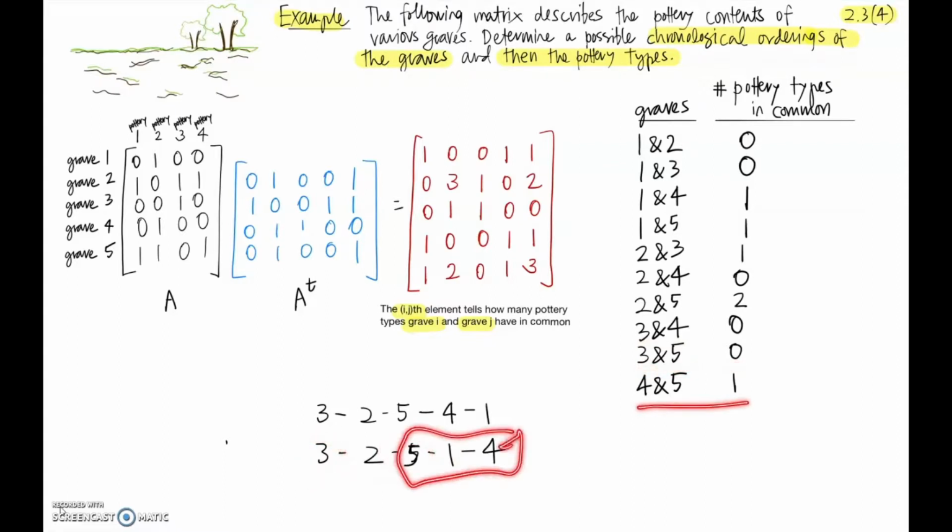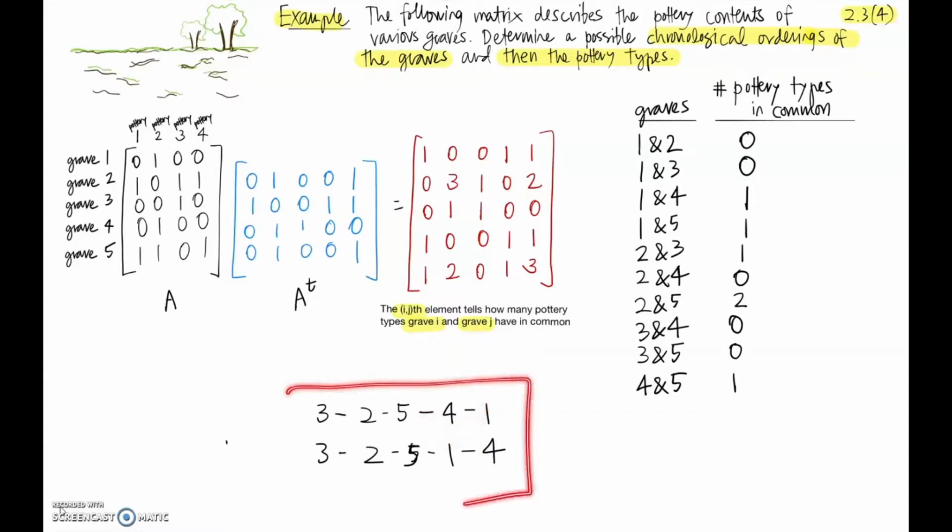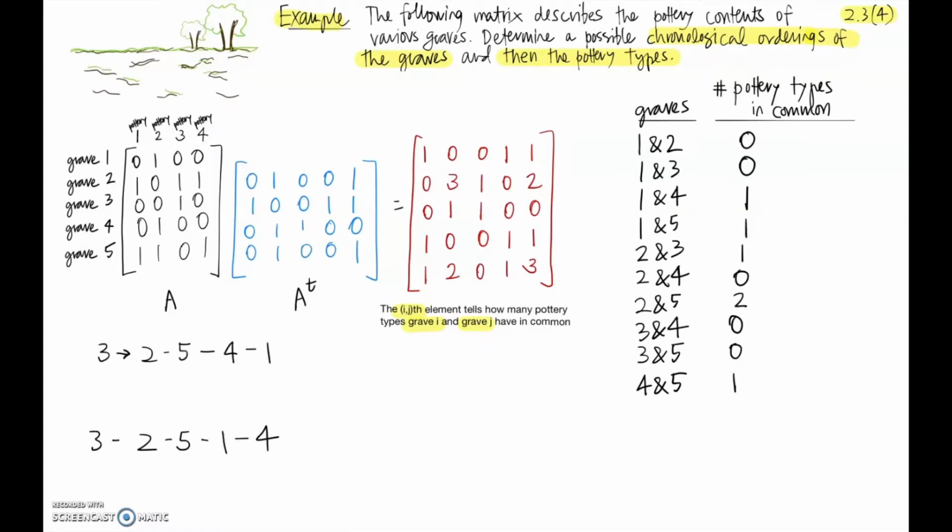Okay, so again, we run into this problem. We're not sure which way this one really goes with the 1 and 4. In reality, it could be something like 5 is connected to 4 and 1. Maybe they're kind of close to the same time period. But either of these would be acceptable solutions for a chronology of these graves. So a possible ordering of these graves is this way.